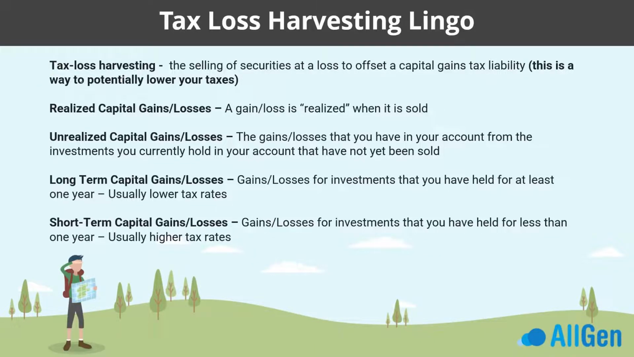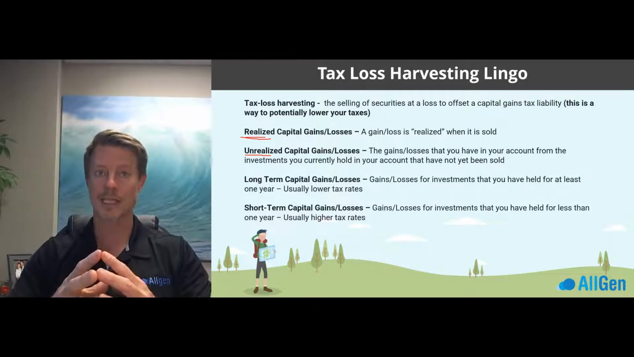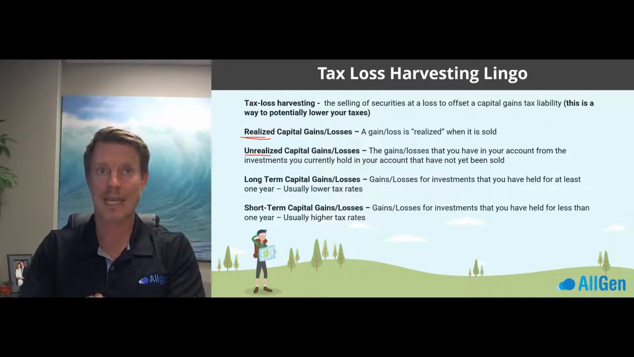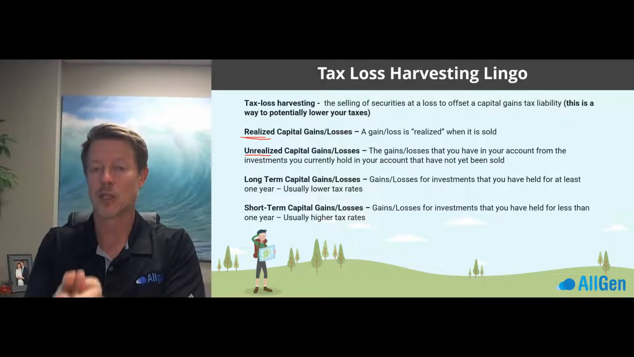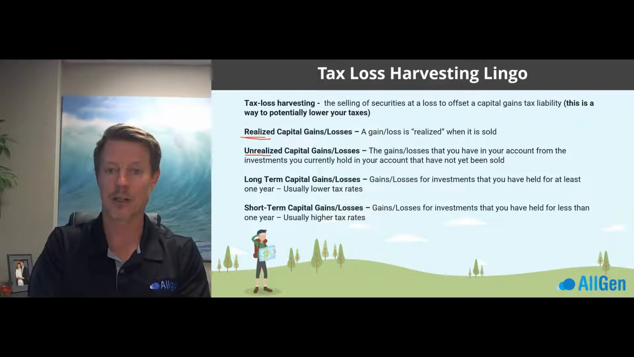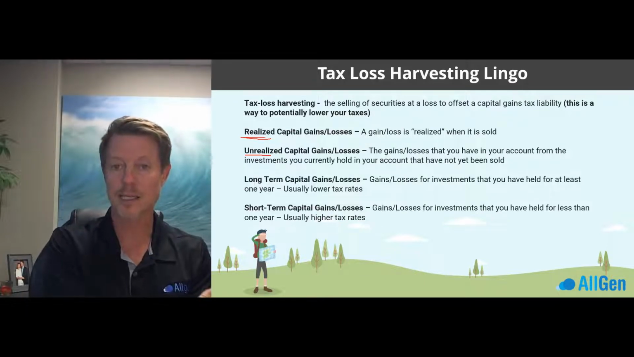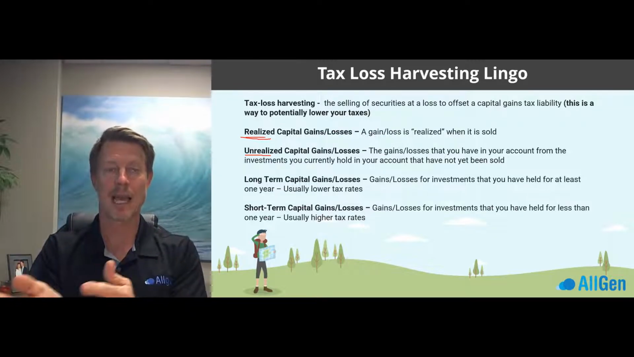Now, in order to understand tax loss harvesting, you also need to understand what realized and unrealized capital gains are. Let me give you an example about realized capital gains. Realized capital gains are for stocks that you've already sold. So a gain or loss is realized when it is sold. Let's say, for example, you bought Apple at 100 and sold it at 110, so you just realized a $10 gain. You take what you sold it for, $110, subtract your cost basis, which was 100, and 110 minus 100 is a $10 realized gain.